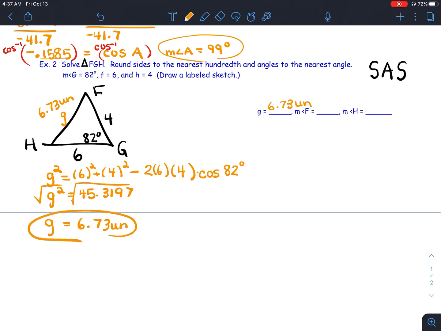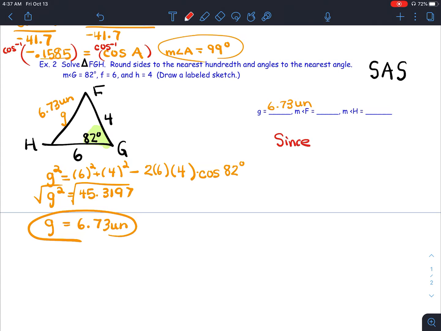Now you want to look at the picture and ask yourself, do we know the biggest angle? What is the biggest angle? Well, the biggest side is actually 6.73. That's the side we just found. So I think the biggest angle is the 82. So once you have confirmed that you already know the biggest angle, you can go ahead and use the law of sines. So just make this little note for yourself.